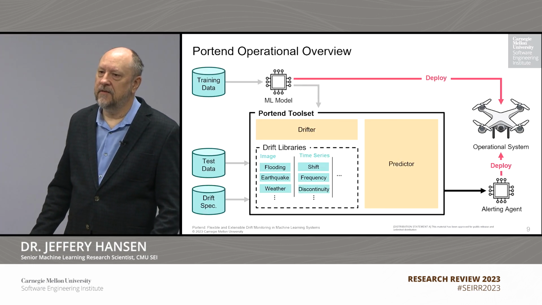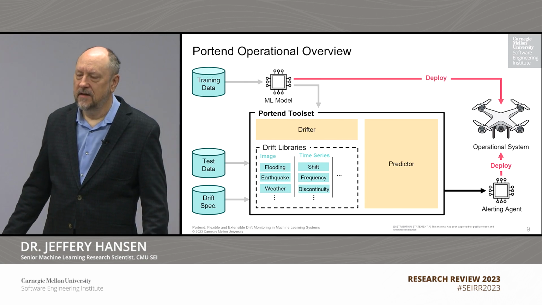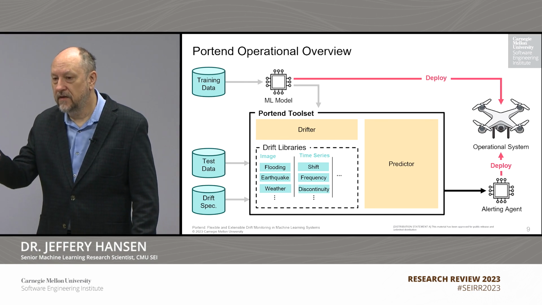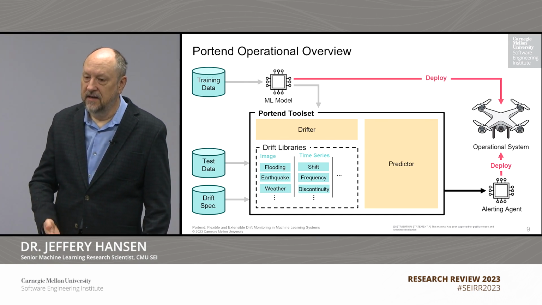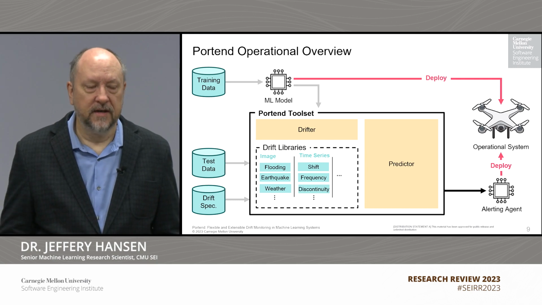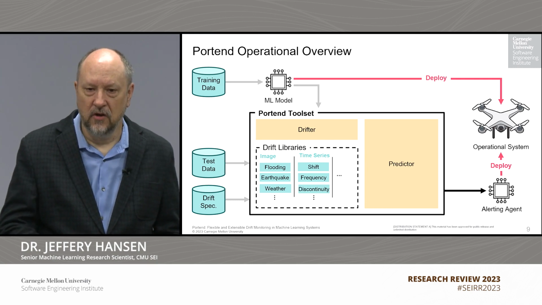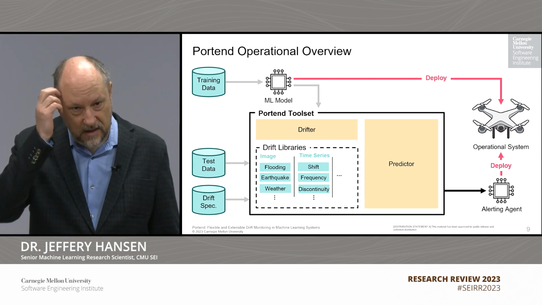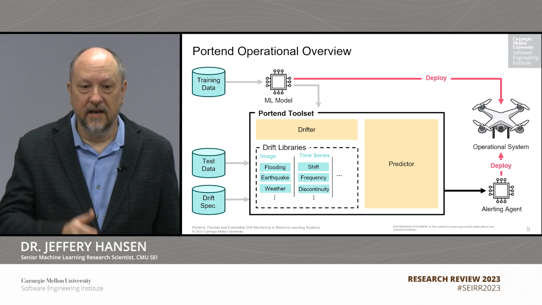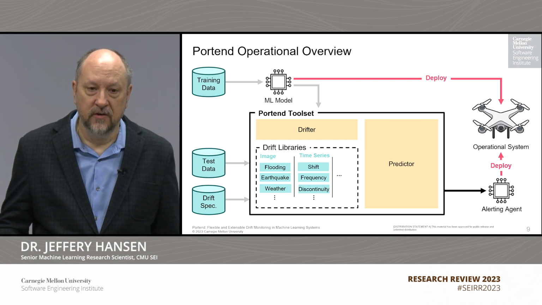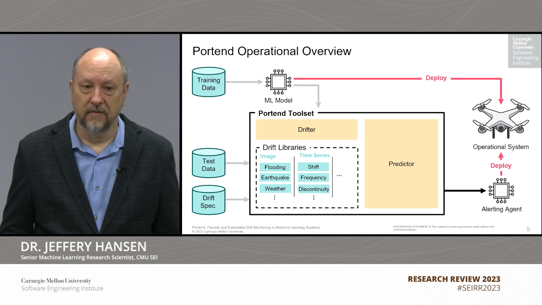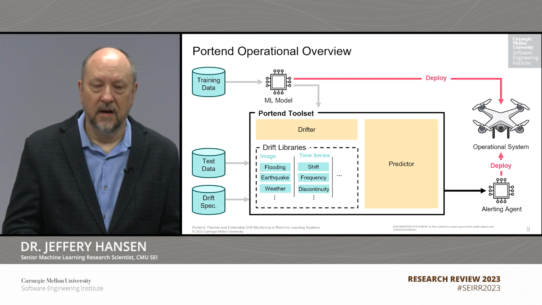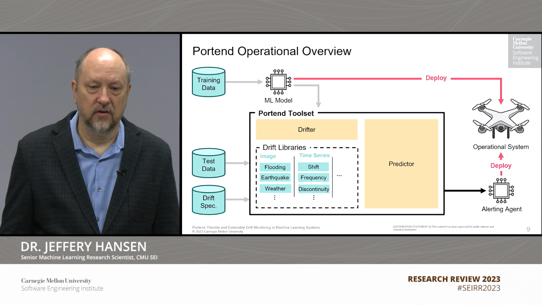All right, so this is an operational overview of Portend. We have a set of training data that builds the model, that gets deployed to the system. We have some test data. We have some drift specifications for what types of drift we care about for the particular mission in which we're going to deploy the system. And we have a set of drift libraries. These could be for image data, time series data, audio data, text data, or whatever. In this talk, I'm going to be focusing mainly on image data, but the Portend system is not necessarily limited to image data.